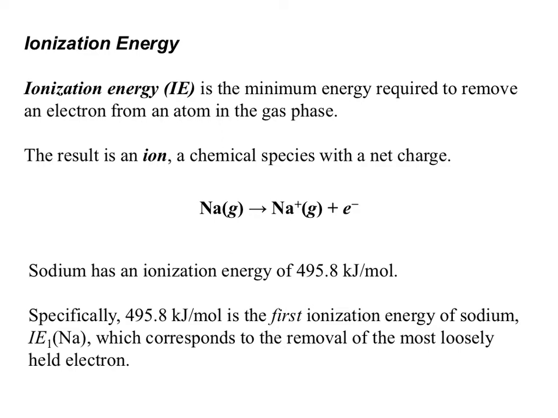Specifically, 495.8 kilojoules per mole is the first ionization energy of sodium, i.e. IE1, which corresponds to the removal of the most loosely held electron. If you think about it, this makes sense because sodium is an s1 element, therefore it can only lose one s1 electron before digging into the core, which is going to be much more difficult to remove electrons from.